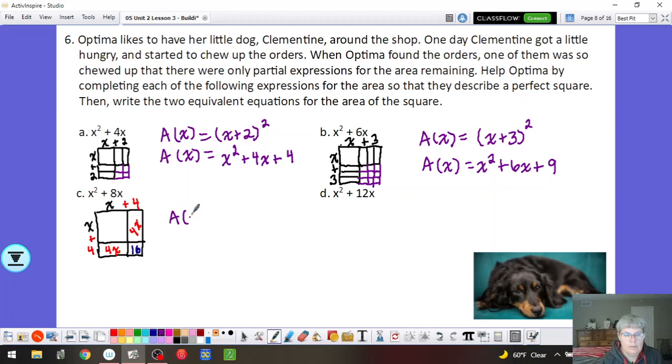So one equation for area is going to be x plus 4 squared. The other way is the total of all of the areas, so x squared plus 8x plus 16.